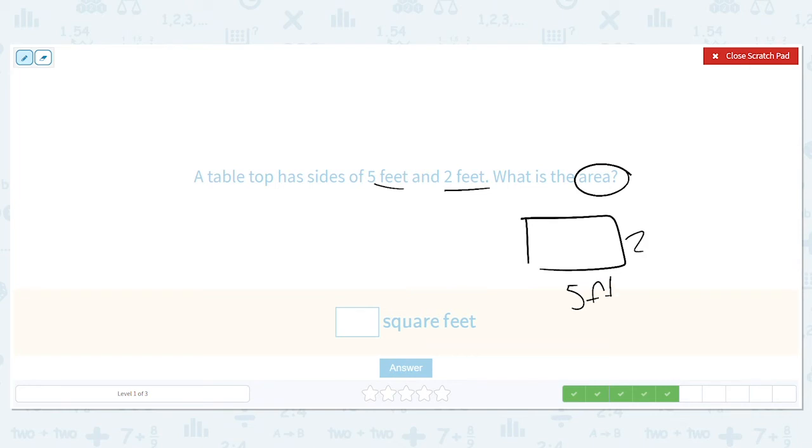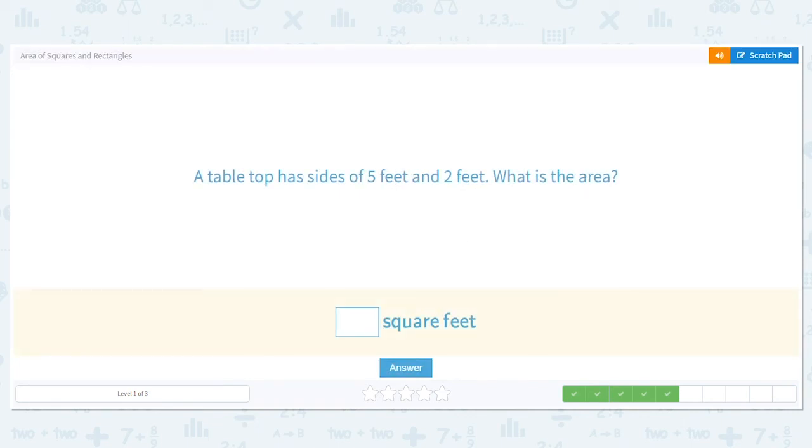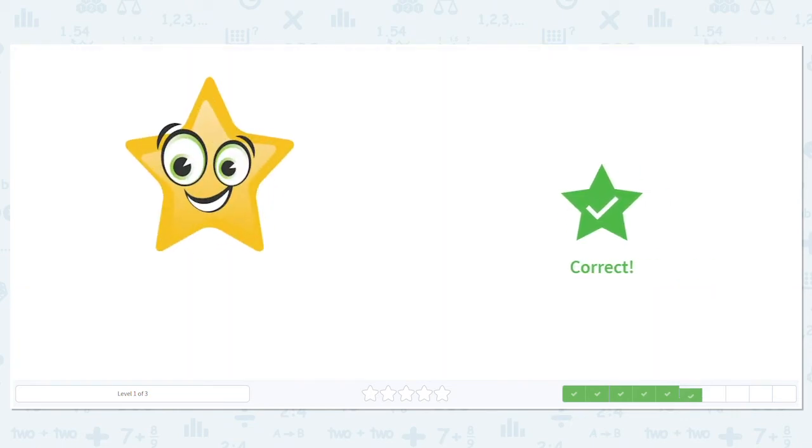and 2 feet. Now you might say, why am I not labeling all 4 sides? I could, but I don't want to confuse that with perimeter, where we add all the sides. I just want to focus on the area. So that's why I'm only labeling 2 sides of the rectangle. So I multiply the length and the width. 5 times 2, which equals 10. So the area of the tabletop is 10 square feet.